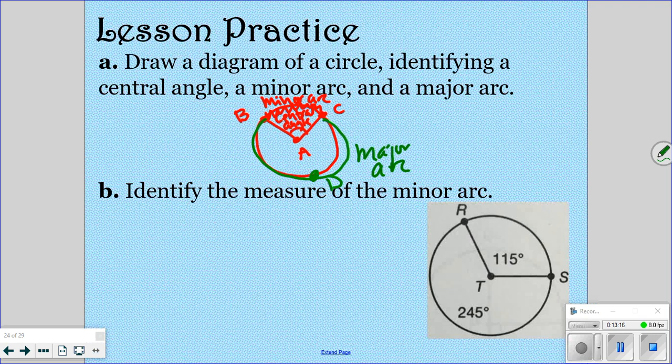Now we're going to look at part B. We want to identify the measure of the minor arc. Well, the minor arc is the one that is less than 180 degrees. So which one of these is the minor arc? 115, which is the measure of arc RS. So that would be your answer there.